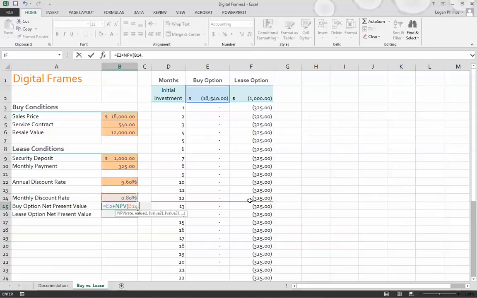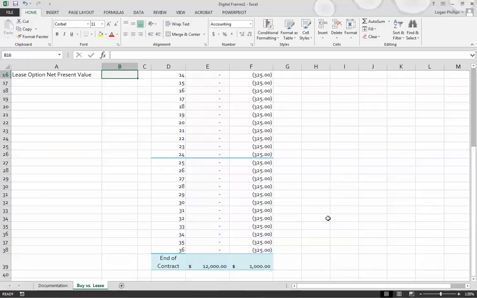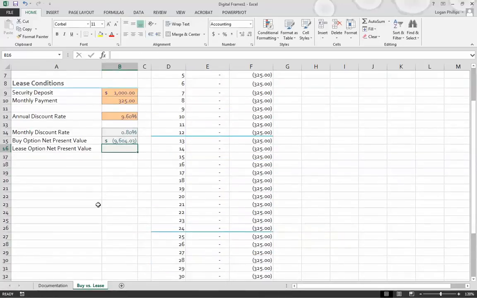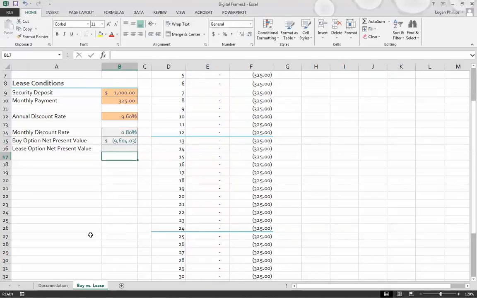My range is going to be E3 through E39. Or E36. No, E39, yeah. Sorry. And make sure we close off. So it would cost her $9,604 to wind up buying option.